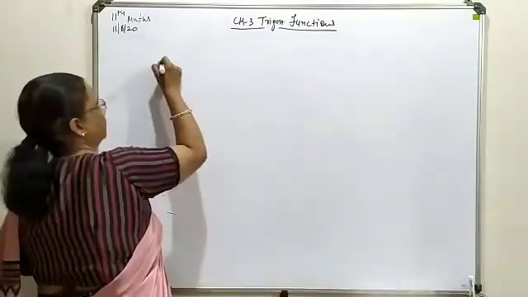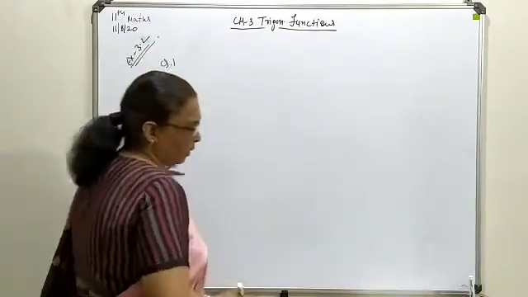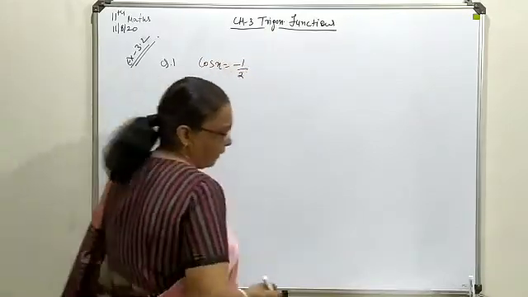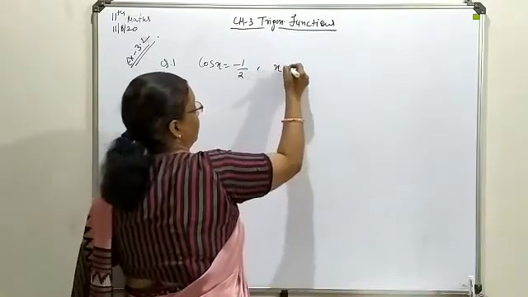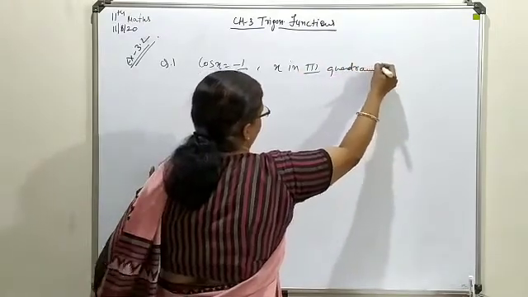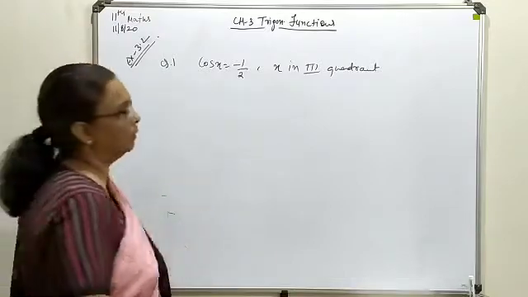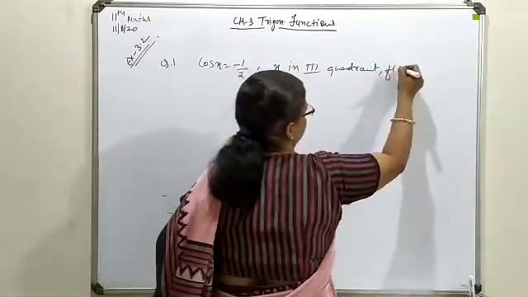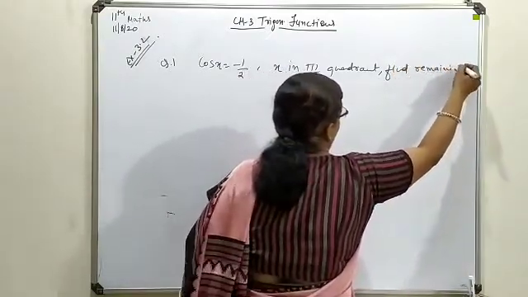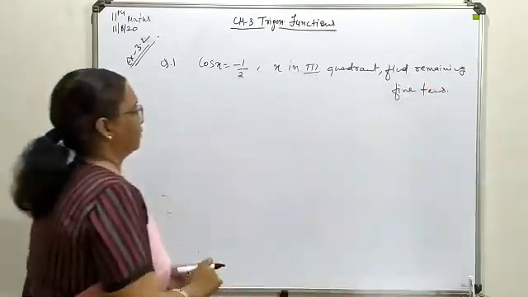In the first question, your cos x is given as minus half and x is in the third quadrant. Then we have to find the remaining 5 trigonometrical terms. So find the remaining 5 terms.